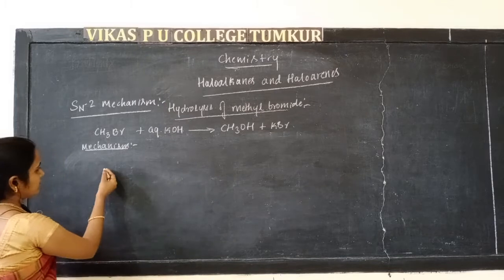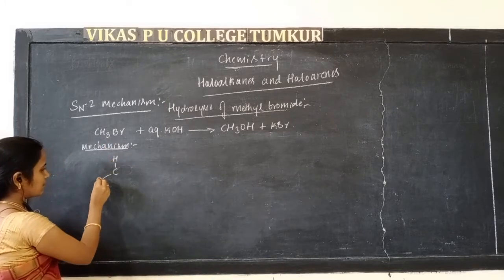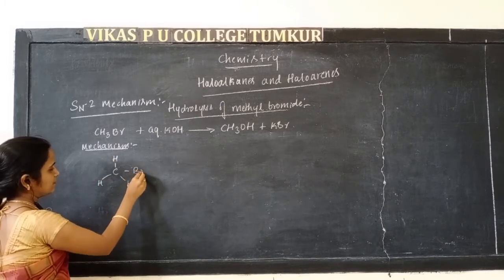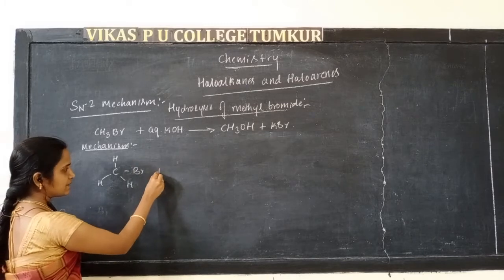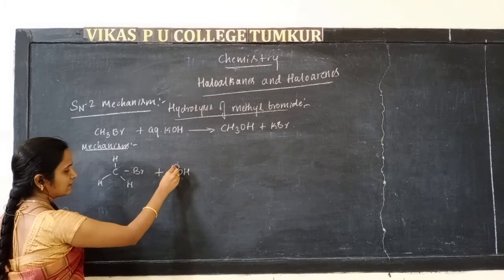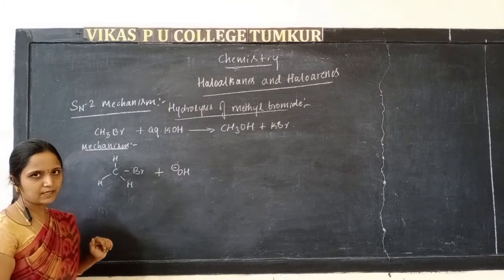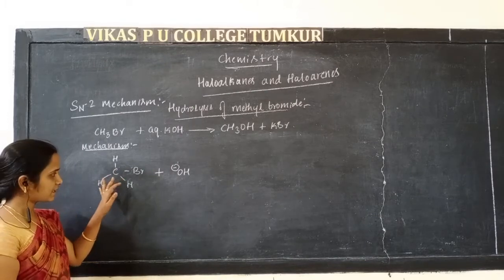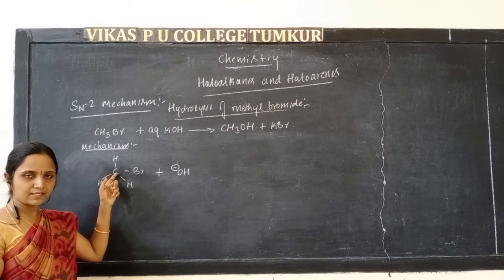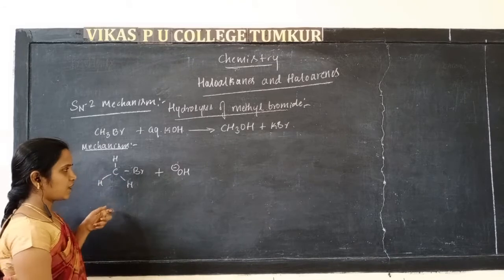If we take methyl bromide, the OH minus is the nucleophile. The nucleophile attacks the carbon. Why does it attack the carbon? Because of the electron releasing capacity of the methyl group, the carbon gets the positive charge.